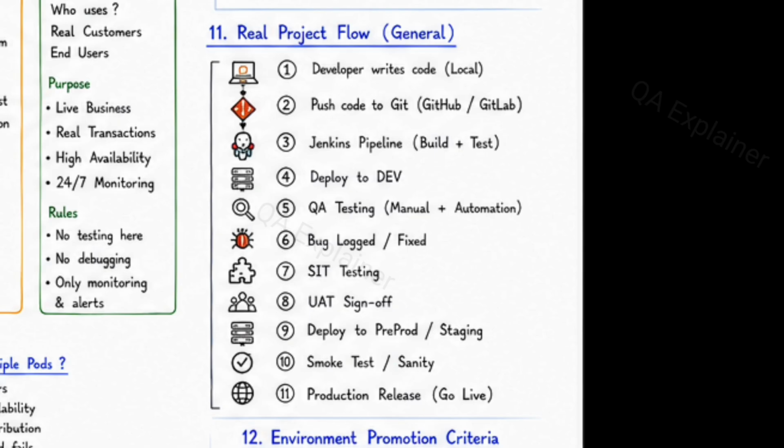So here I am showing a real project flow, in general. First, developers write code in their local, and push via Git or GitHub. It is pulled by a Jenkins pipeline or a GitHub Actions pipeline, and deployed in the dev environment. Then we perform QA testing, where we log bugs and they get fixed. Then we move to the SIT environment and perform SIT testing, then UAT testing. Then we deploy to pre-prod or staging, run smoke tests and sanity, and then it goes directly to production. So it is a kind of real project flow.